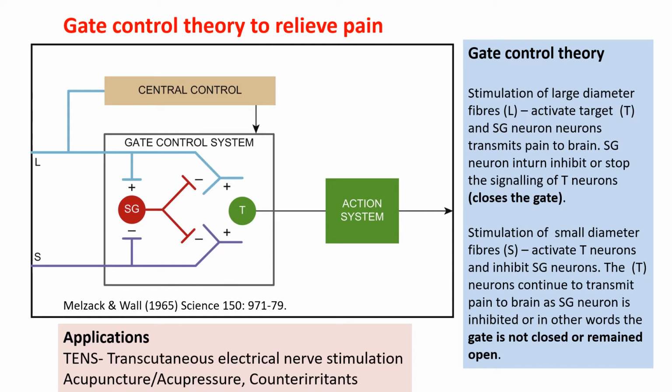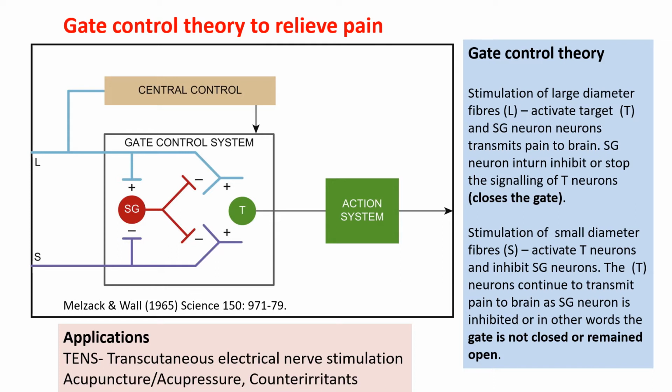This is one of the classic pictures given by Melzack and Wall, wherein in this paper they mentioned the gate. That means the gating of the impulses reaching from the transmitter neuron, or what is called a wide dynamic range neuron, that will be blocked.